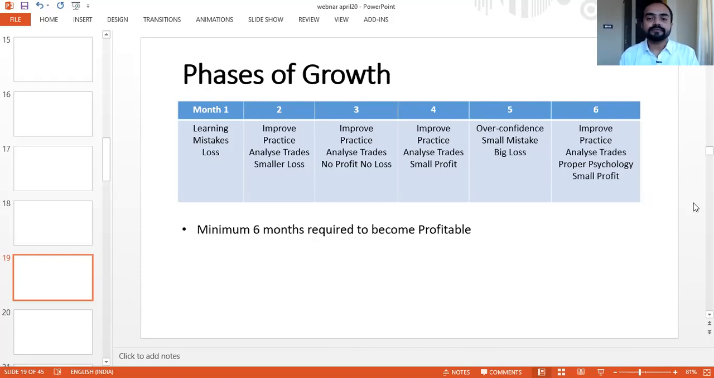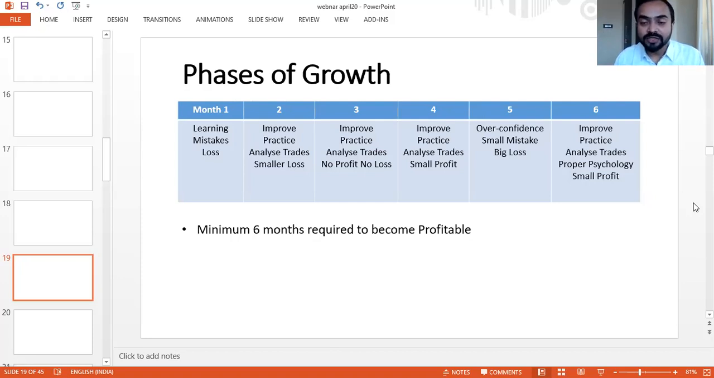Fourth month, you improve, you practice, you analyze your trades, and you end up with a small profit, which is very good. So congratulations. Now your efforts of the 4 months are giving you results. You ended with a small profit, which is very good. In the fifth month, what happens is now you are overconfident. You make a small mistake and that results in a big loss. Now you are shocked.